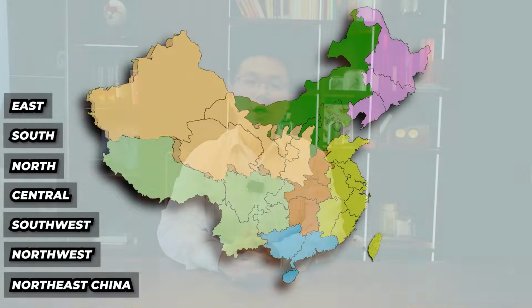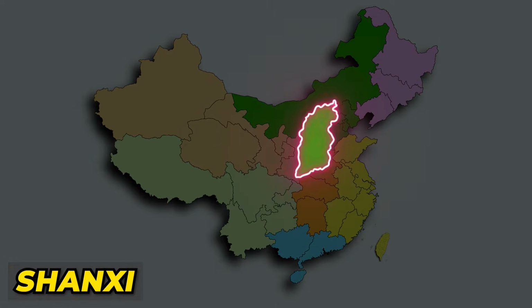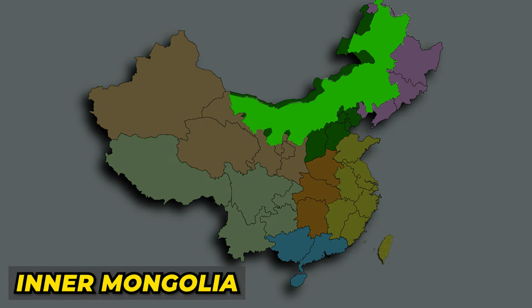Now, China is divided into 7 major geographic regions: East, South, North, Central, Southwest, Northwest, and Northeast China. We'll now go through each of these regions. Let's start with the capital, Beijing. Within North China, and in this region, there are also Tianjin, Hebei Province, Shanxi Province, and Inner Mongolia Autonomous Region.